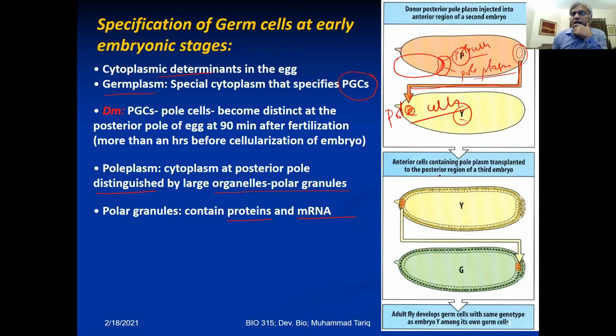which was transplanted. So now, with pole plasm here in the Y genotype, we will take the anterior cells of this one and transplant them at the posterior of another genotype, which is G. Now remember, these are basically the bicoid region. This is the head region, the future head region. These are supposed to be somatic cells.